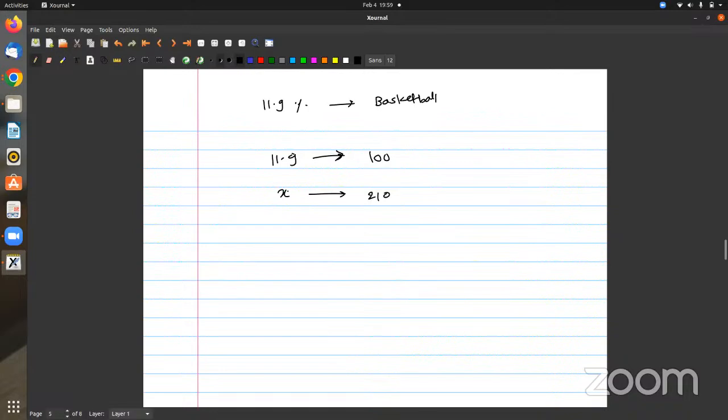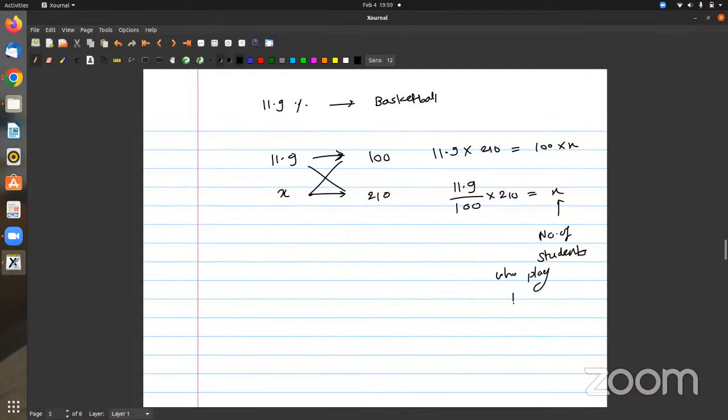Okay, so X represents the number of basketball players. I have to use cross multiplication. It will be 11.9 into 210 equals 100 into X. So X is 11.9 divided by 100 into 210, which is the number of students who play basketball. You just do the calculations and it will give you the answer.